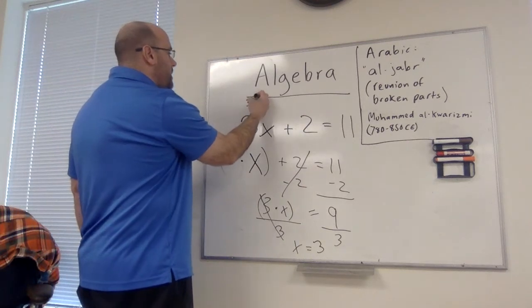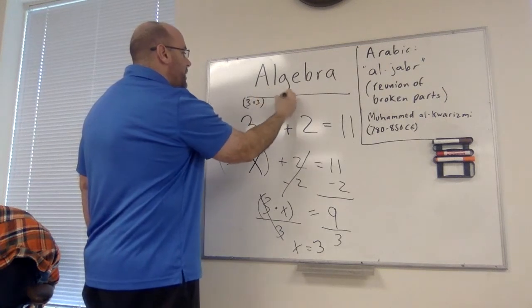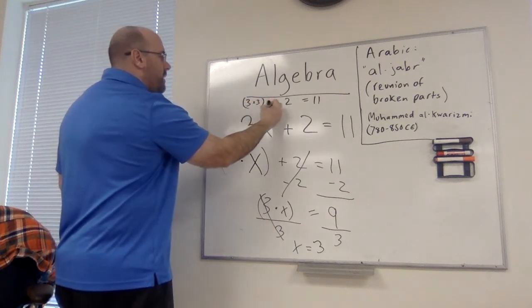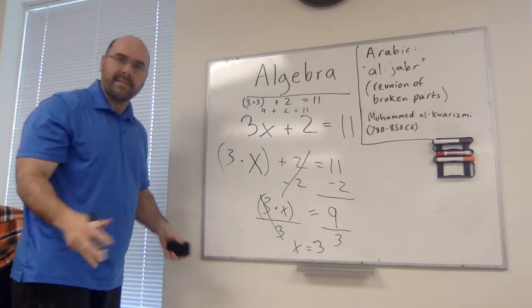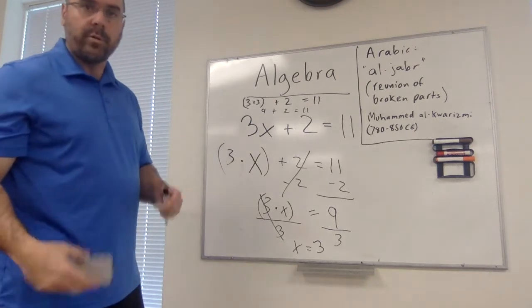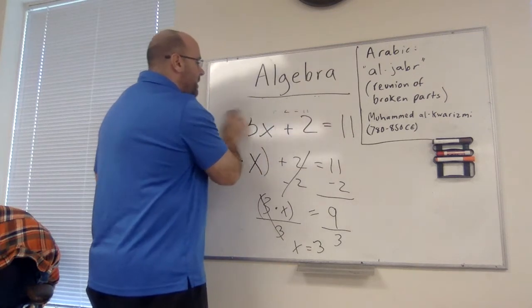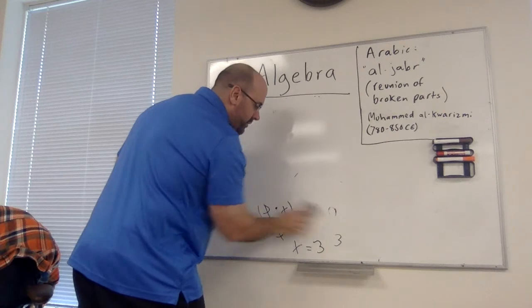So let's do 3 times 3, order of operations, plus 2 equals 11. Okay, 3 times 3 is in fact 9, plus 2 does in fact equal 11. So yes, x does equal 3. So we balanced the equation. We got x socially isolated, and we found out that x equals 3.